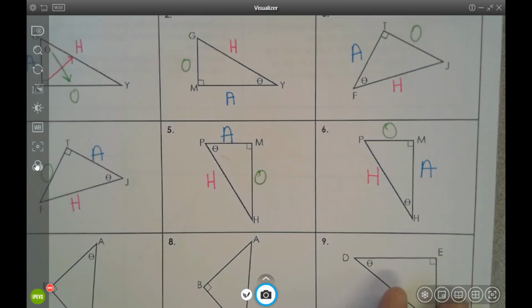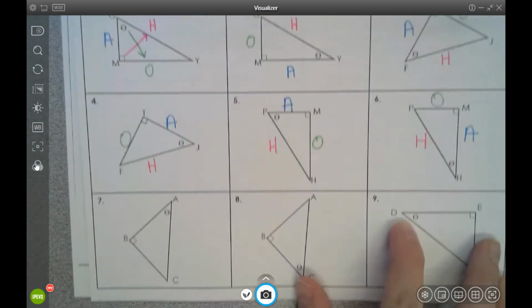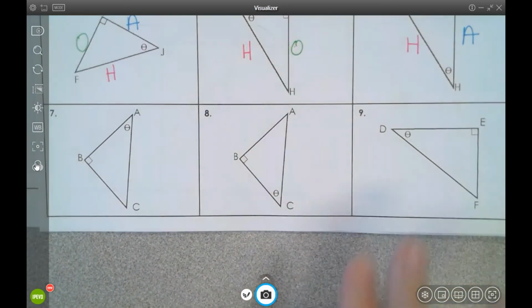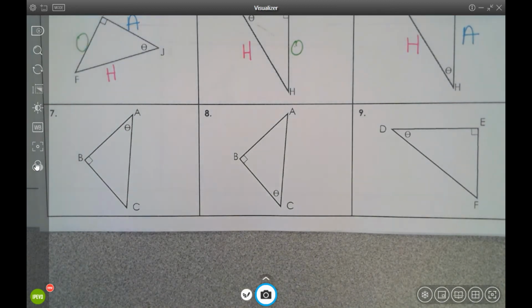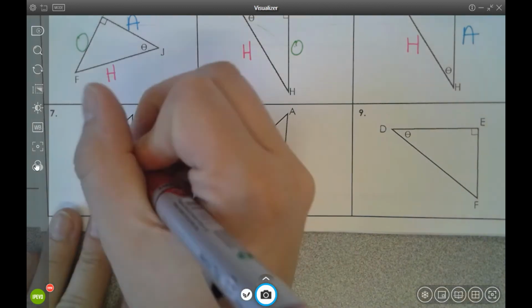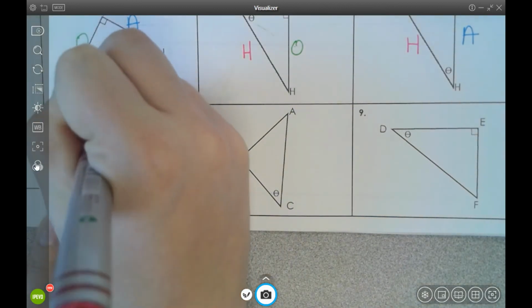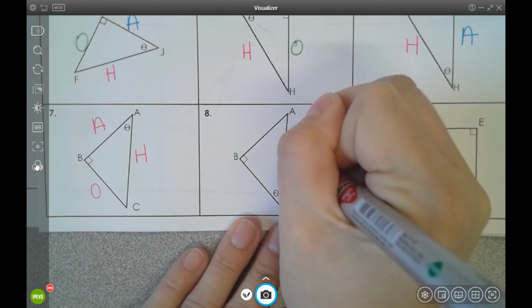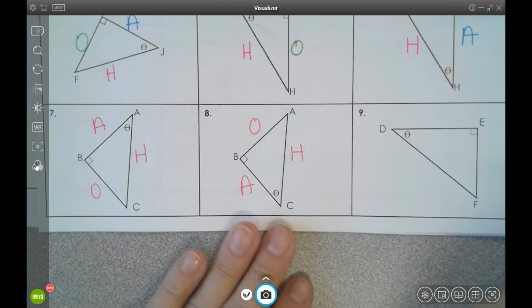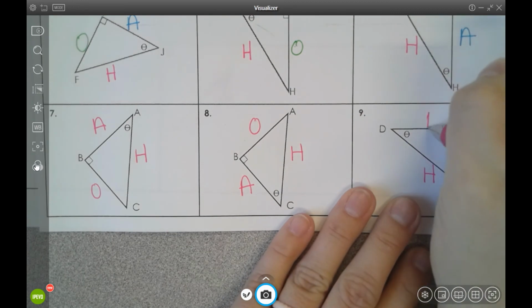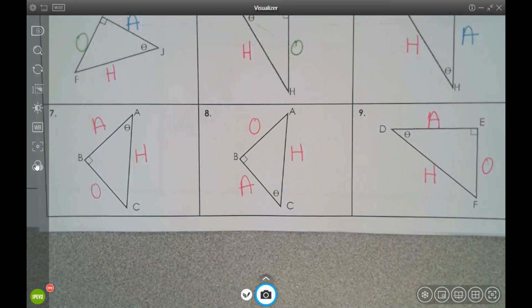If you've not done so, go ahead and label questions 7, 8, and 9. So we have H, O, A, H, O, A, H, O. That's what yours should look like. Any questions?